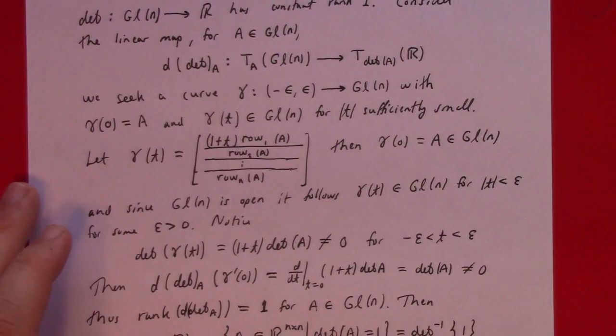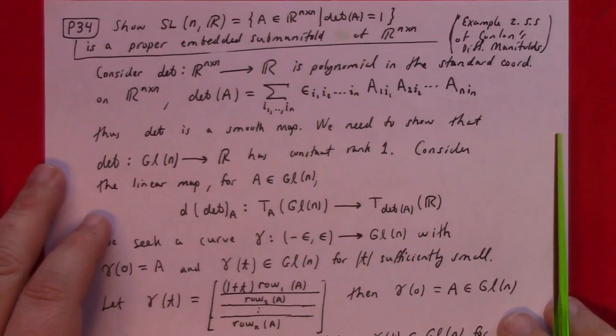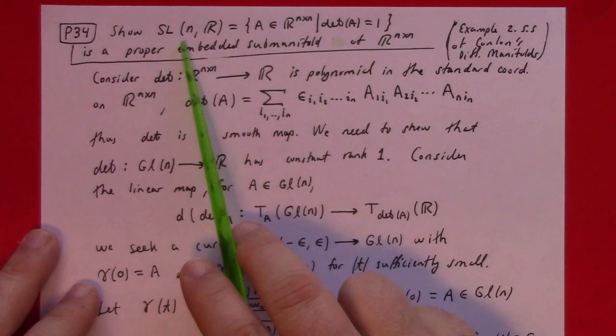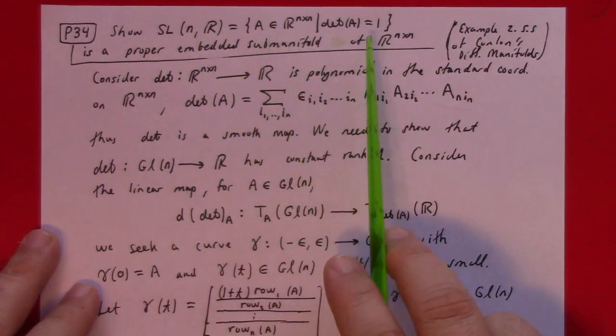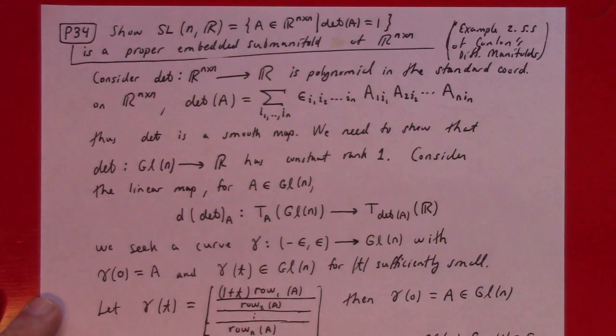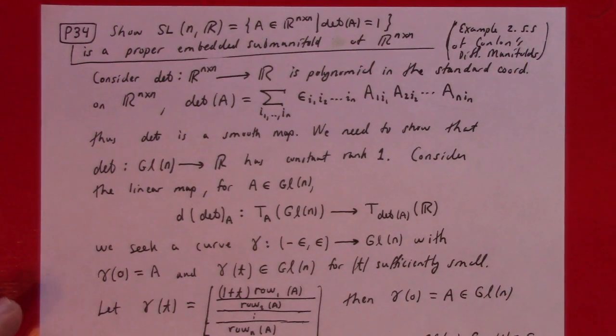Ooh, this problem, it's beautiful. Problem 34, I made up, which means I took it from a book where I knew where the solution was. So show SLNR, which is determinant 1 matrices, is a properly embedded submanifold of n by n matrices. Now, the solution I show you here is example 2.5.5 in Conlon's differential manifolds book, which I have sitting over here.